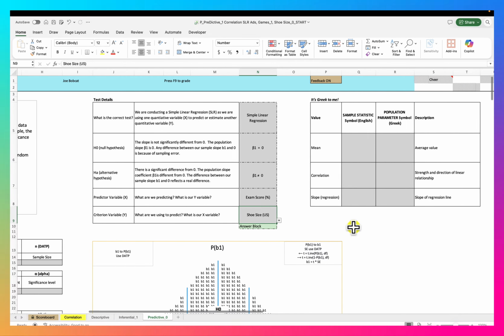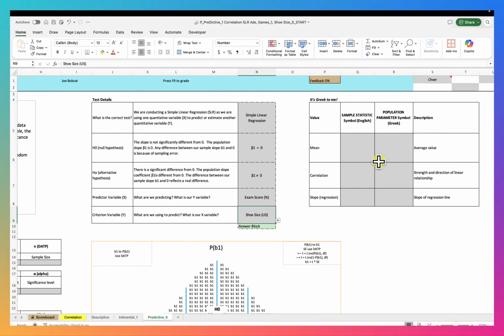We'll find out. So let's do a little test on our Greek knowledge here. We've got statistics and populations. So from the mean, the sample statistic is called x bar. For the population, it's called mu. The correlation for the sample is r. For the population, it's called rho. And for regression, the sample is b. And for the population, it's beta.